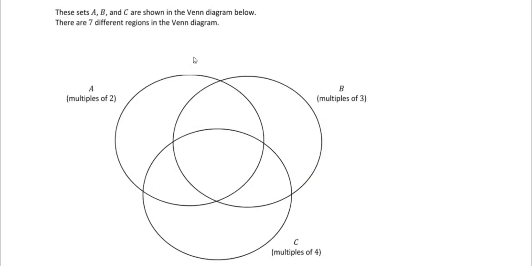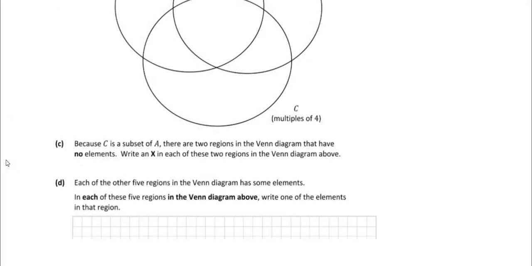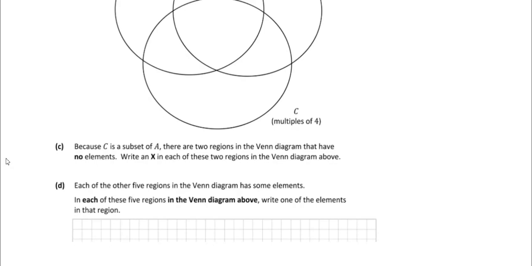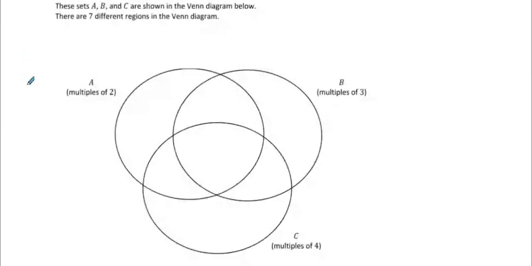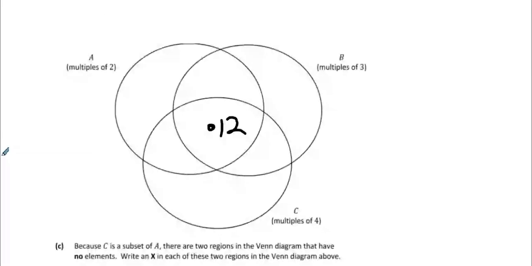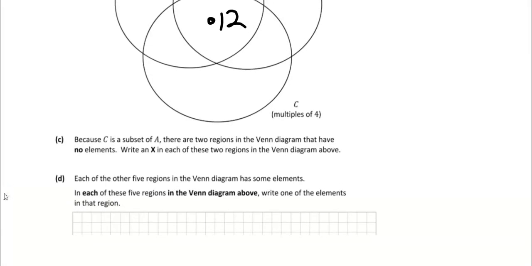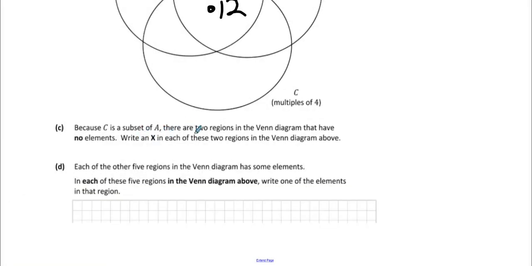This one? All right. What's in the middle again? What does it want me to do? Up to 12, is it? Just put 12 in the middle. Yeah, because C is a subset of A, there are two regions of the Venn diagram that have no elements. Write an X in each of these regions.